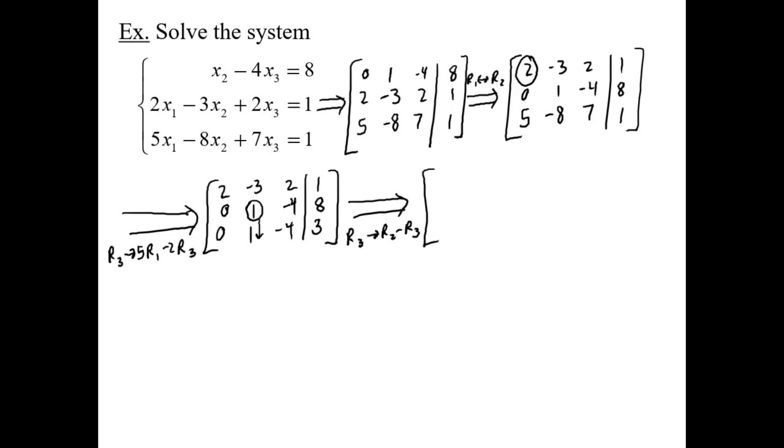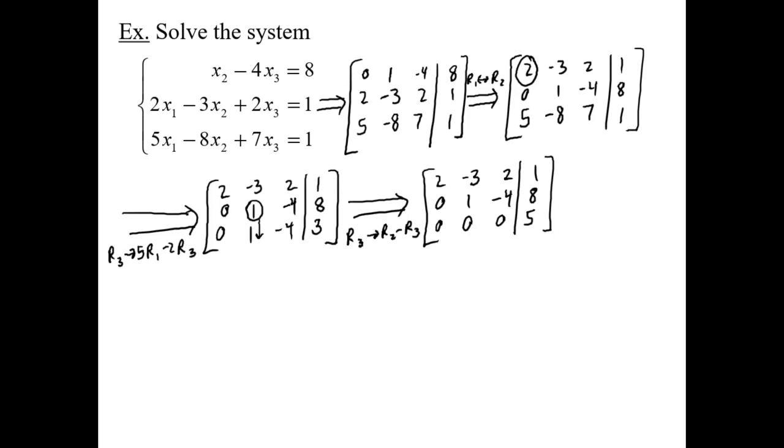So we got 2, -3, 2, 1, 0, 1, -4, 8, 0, 0. Negative 4 minus negative 4 is 0, and 8 minus 3 is 5. Okay, this is now in echelon form, but also this is going to be a problem. And here's why this is a problem.